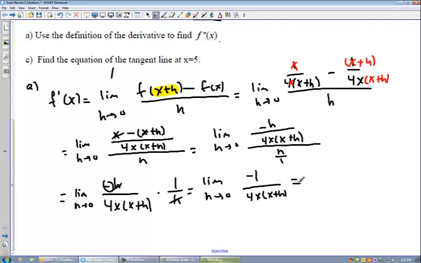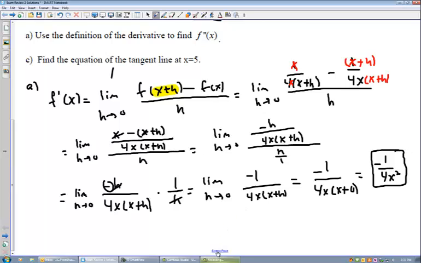And now I can drop off the limit because I'm going to evaluate it, which means in this case plug in h equals 0, so I get minus 1 over 4x all times x plus 0, which is just equal to minus 1 over 4. X times x is an x squared. And so that's my answer. There's the first derivative.